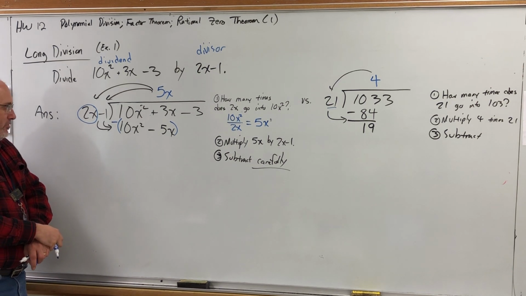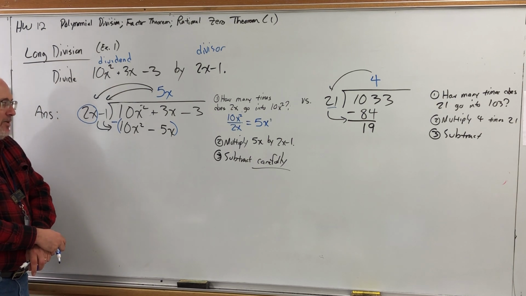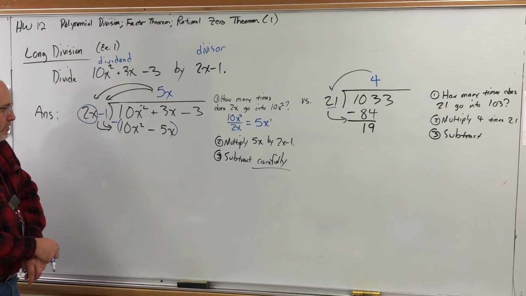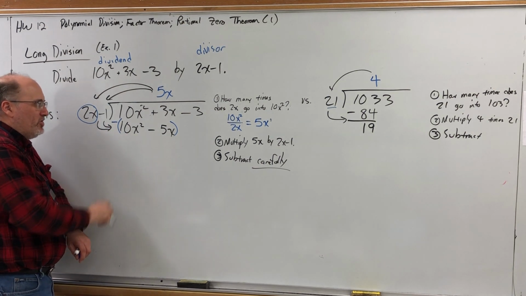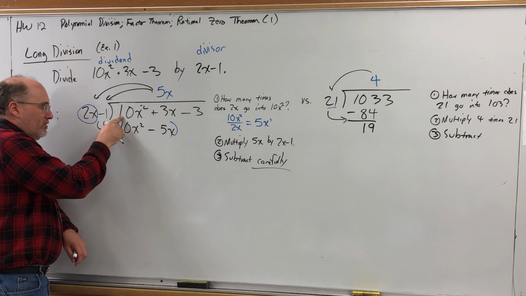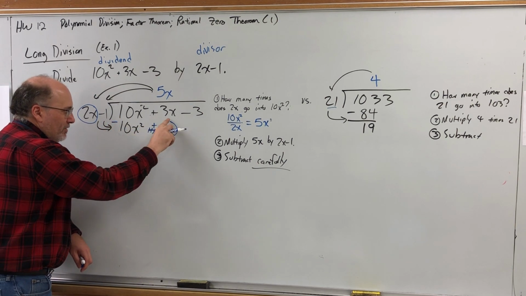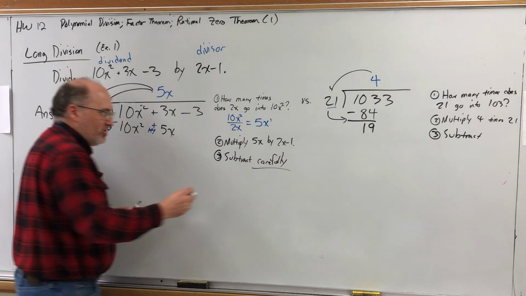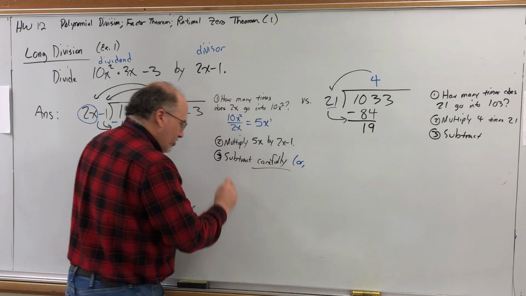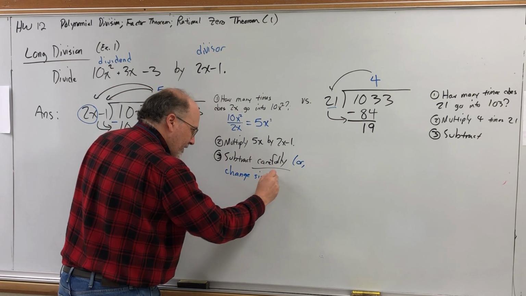But now that brings up another issue. I've got parentheses around these guys, and I don't need them there because I need to combine some like terms. Well, that's easy to do. I've got a negative in front of parentheses, so I can just distribute it. The 10x squared becomes negative, but the 5x becomes positive. So when I say subtract carefully, what I could say is change signs and combine.